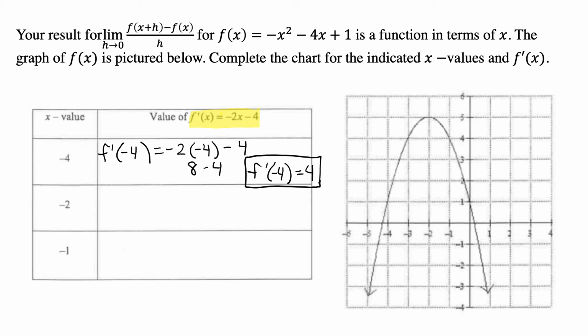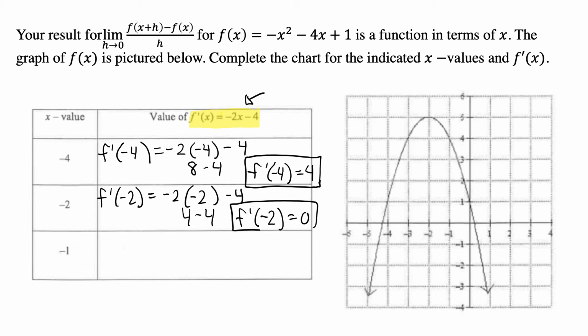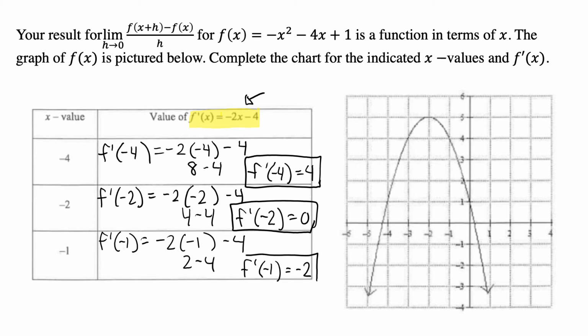We're going to do the same thing for x equals negative 2 and x equals negative 1. So here we have f prime of negative 2, again just plugging into the function that we found on the last slide. Negative 2 times negative 2 minus 4 gives us 4 minus 4. So f prime of negative 2 just gives us 0. Finally, we want to find f prime of negative 1, again just plugging into that function. Negative 2 times negative 1 minus 4 gives us 2 minus 4. So we find f prime of negative 1 equals negative 2.